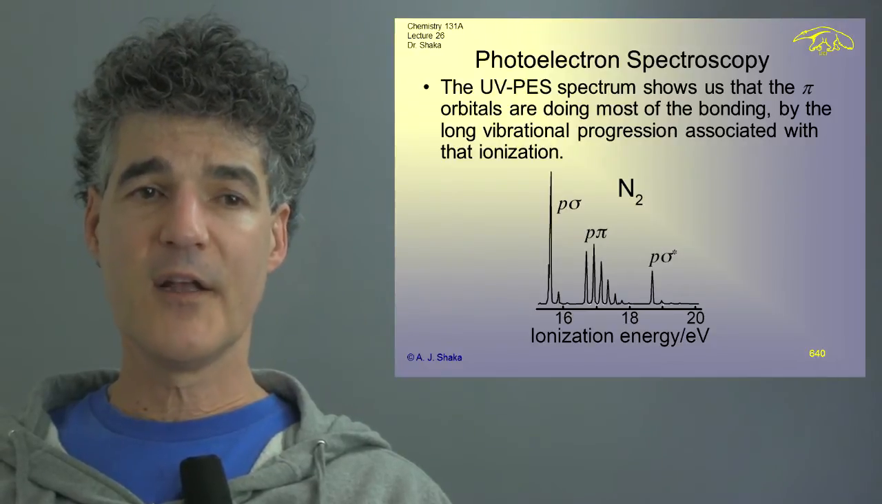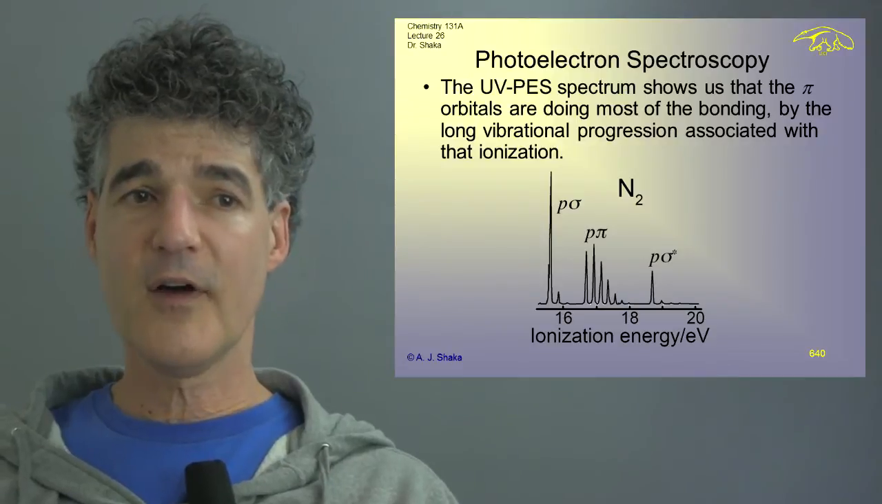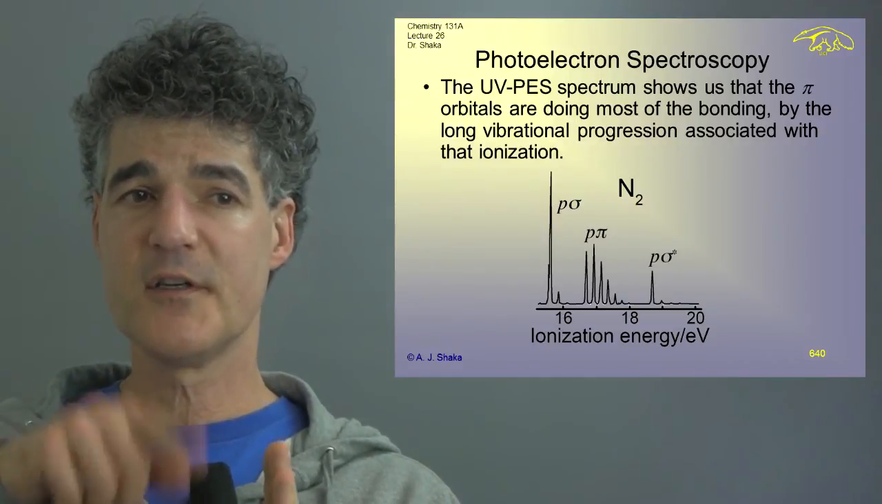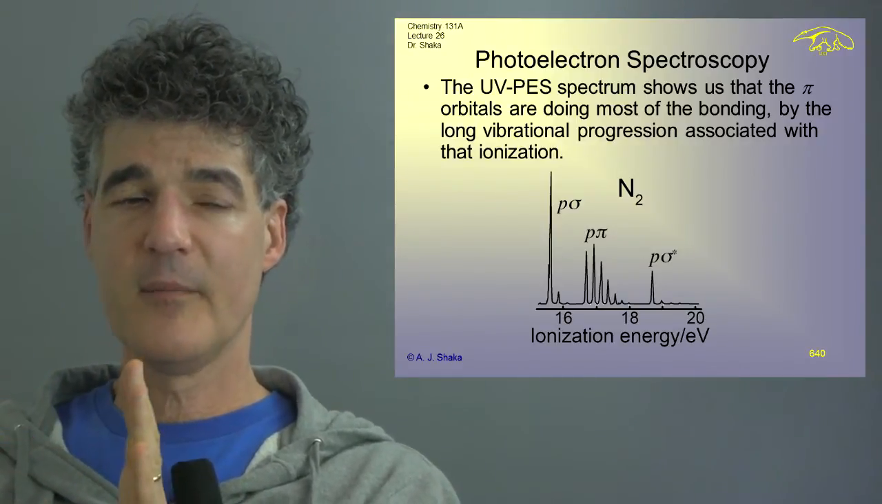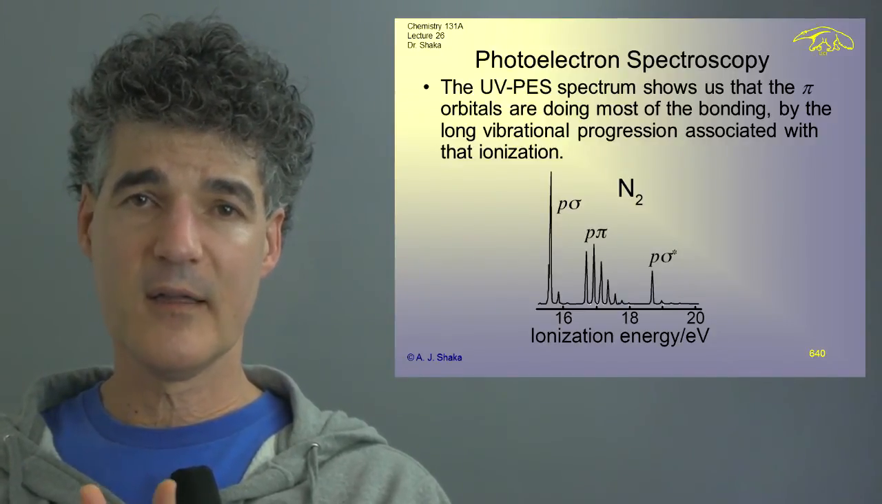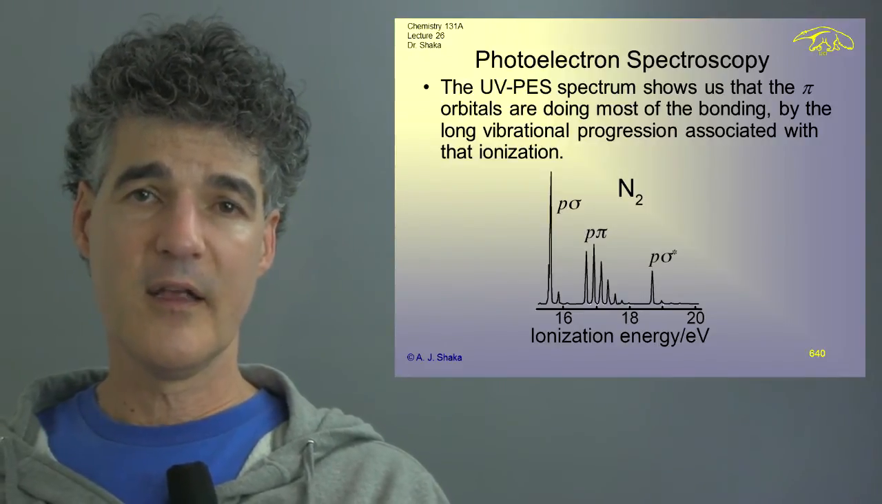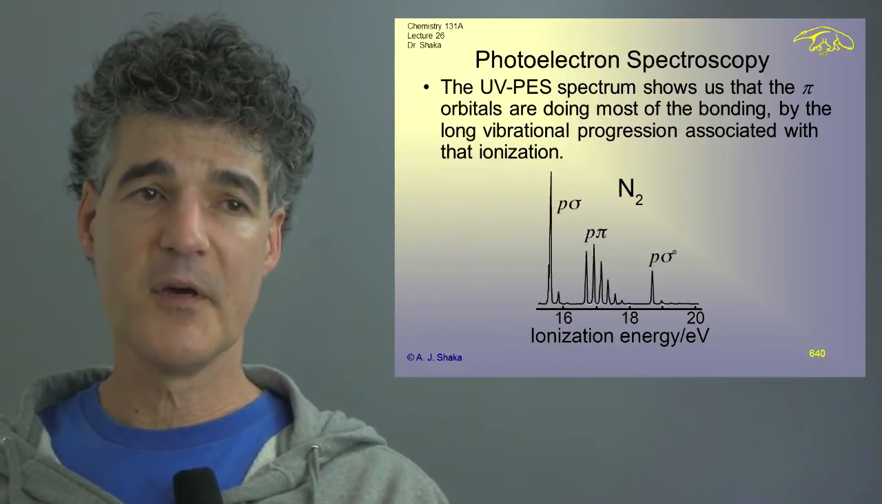So as I've reiterated here on slide 640, the long vibrational progression, you see the series of spikes, tells you for sure that it's the P pi electrons that are doing the lion's share of the bonding in N2 and not the P sigma.